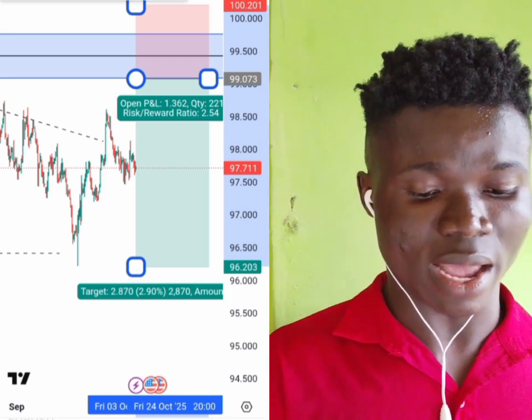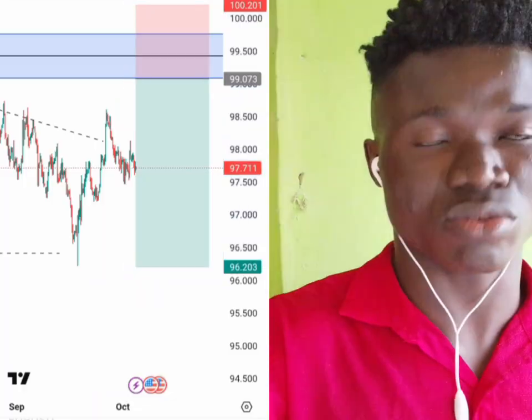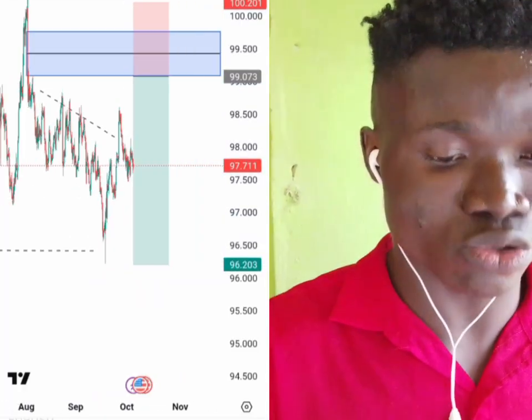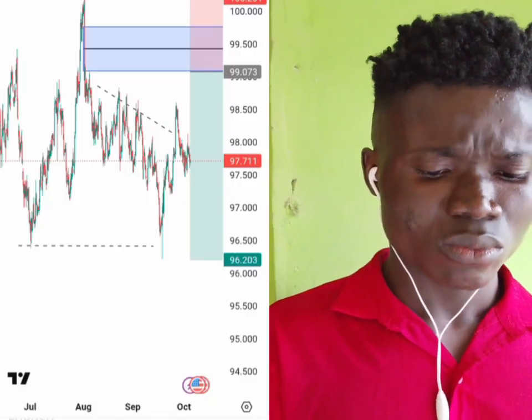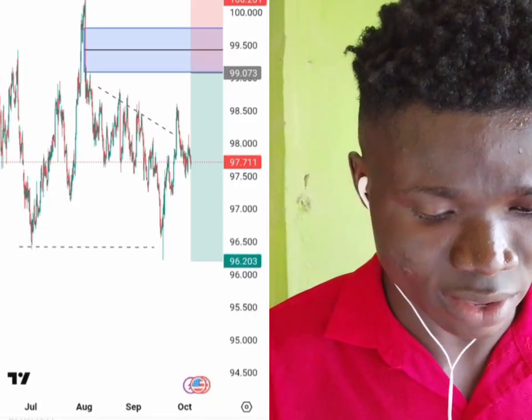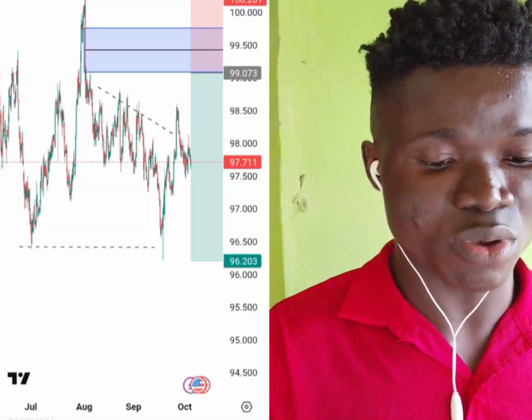On DXY, we are currently buying to sell. We call it buy to sell. So we're expecting DXY to go up to tap on this POI before falling down. That's my analysis for DXY. First of all, it has shifted structure and it's tapping. We are waiting for it to tap on the POI before falling down.